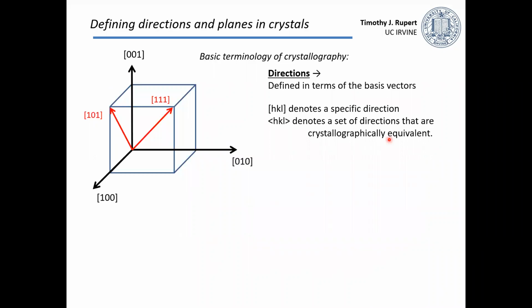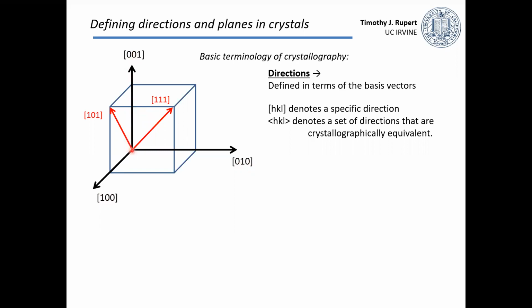So one thing we're going to have to do as we work our way through and talk about these different materials is define directions and planes of crystals. So I want to finish today with some basic crystallography. When we talk about directions inside of these unit cells or inside of a lattice, we're going to define them in terms of the basis vectors. So in this cube, instead of calling it X, Y, and Z, I called it 1, 0, 0, 0, 1, 0, and 0, 0, 1. Okay, so those are my basis vectors.